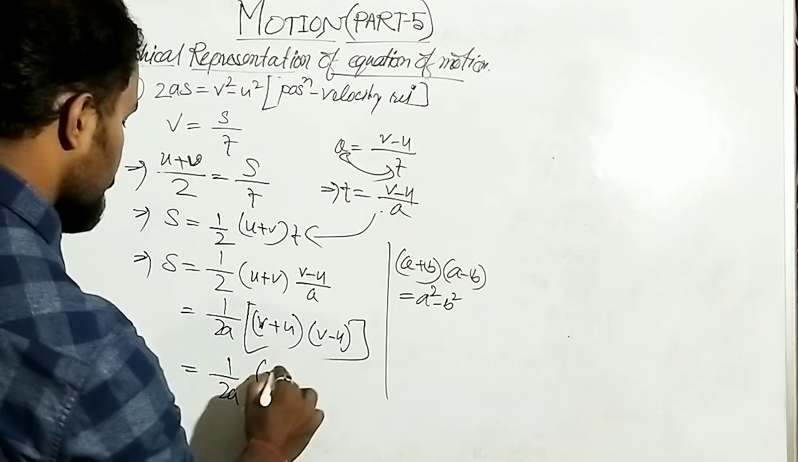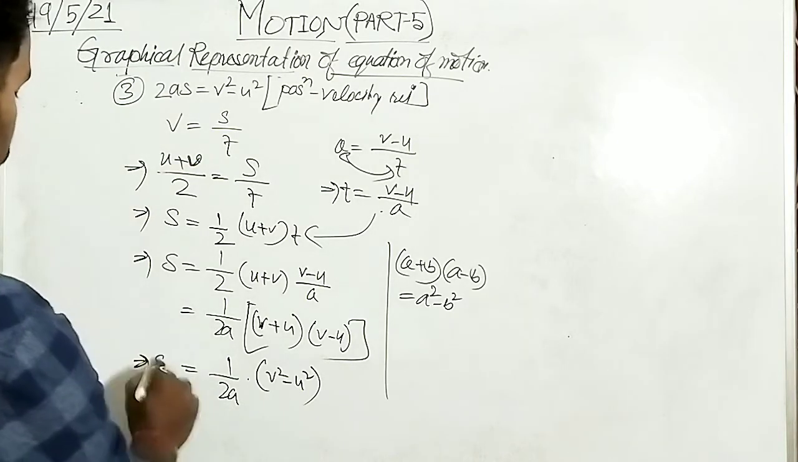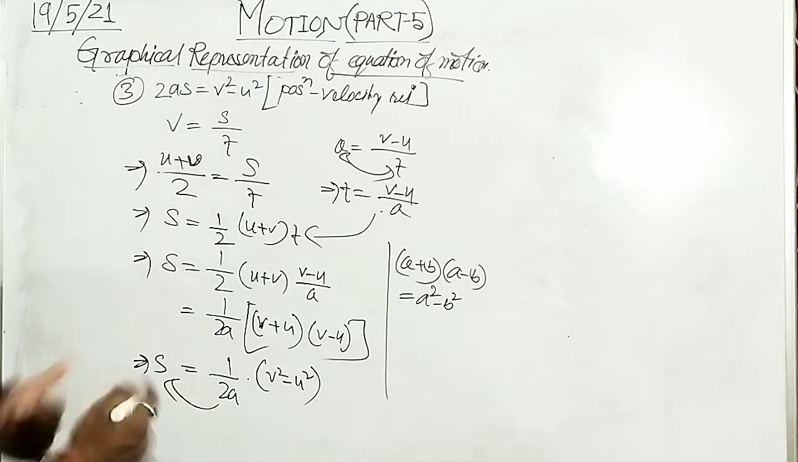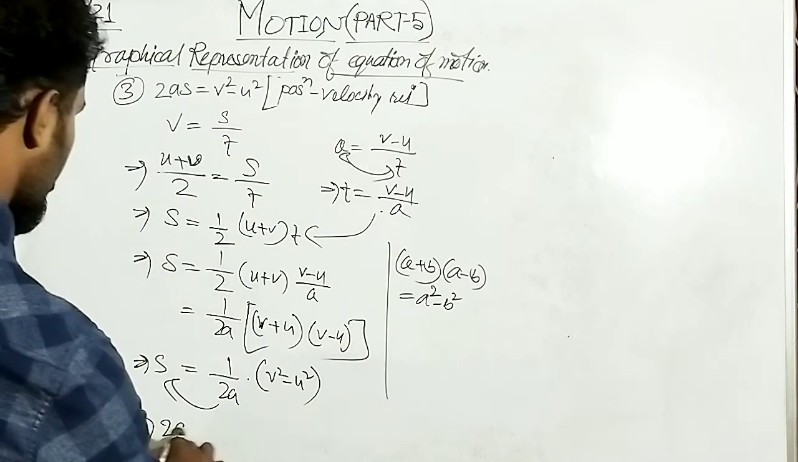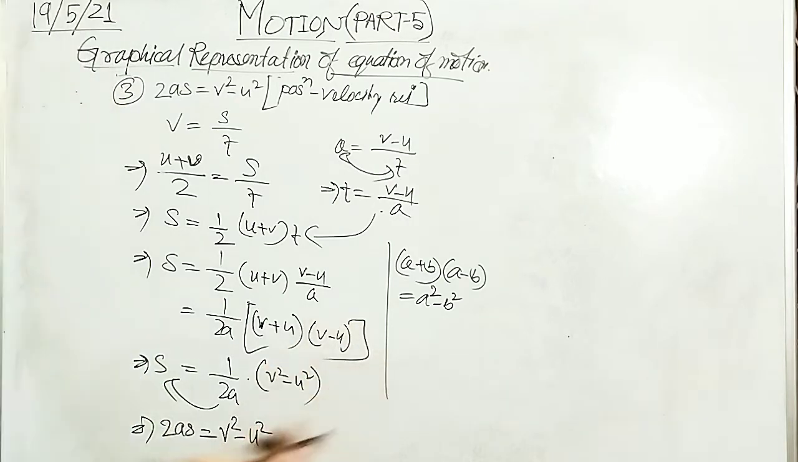into v square minus u square. But we need twice a as equal to v square minus u square. Okay. Simple. Just cross multiply twice a with s. What is going to be there? Twice a s equal to v square minus u square. Quite simple. Just pause the video and solve it down.